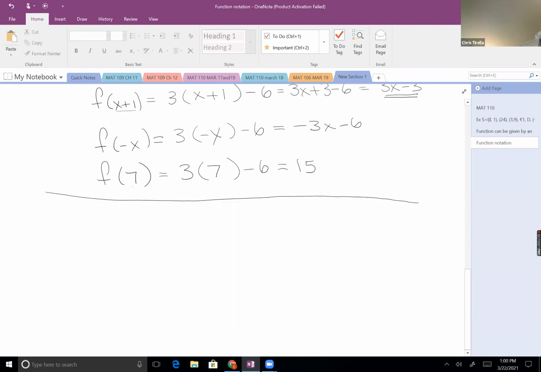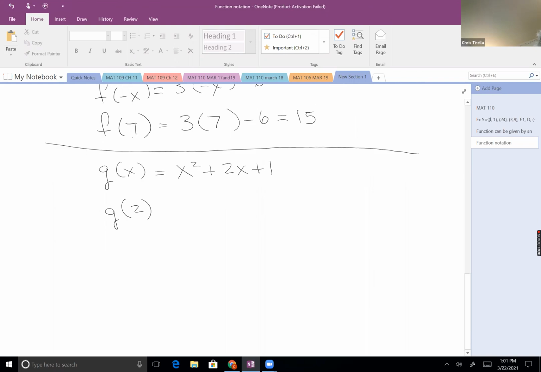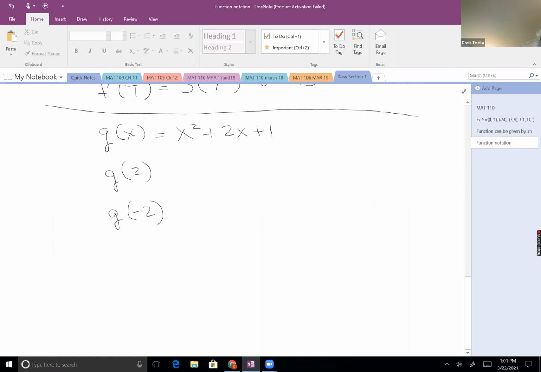Let's have you folks try another one. This time, let's say g of x is x squared plus 2x plus 1. We want to find g of 2. Let's find g of negative 2. Let's find g of negative x. And let's find g of x plus 1. And I'm going to be quiet for a minute and ask you folks to do that substitution.